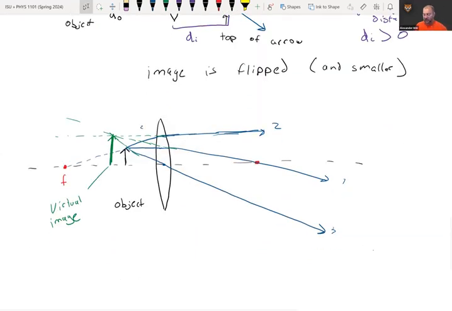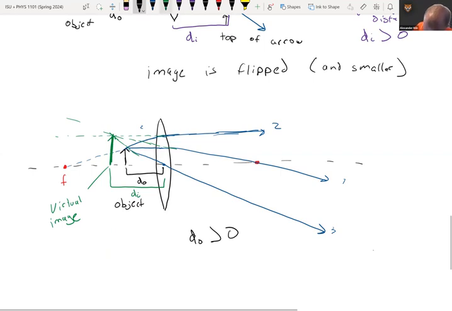Now, for the case of this one, what we have here is this guy right here is our object distance. And then this right here is our image distance. Now, object distance for this one is still greater than 0, but image distance is now considered less than 0. Okay, so we give that image distance as a negative number. All right, so that's basically what's going on there. Okay, so that's worth keeping in mind. And it comes up in some of the equations, which we'll talk about soon.